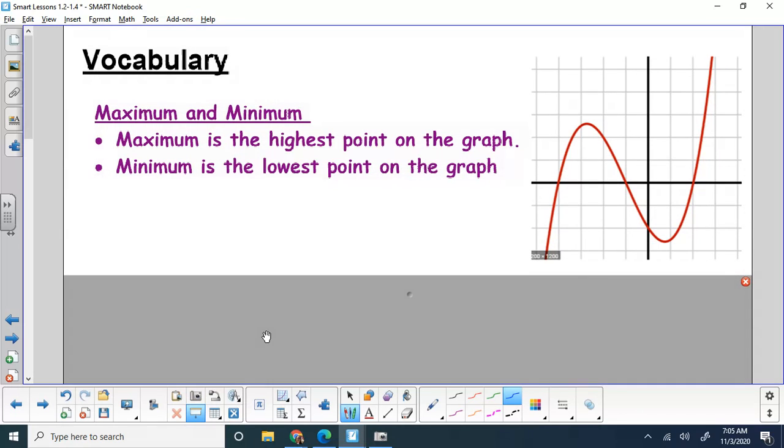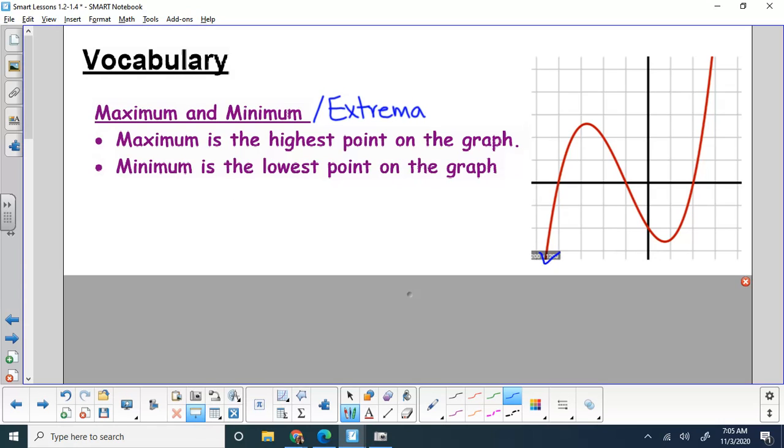So this vocabulary, if you see it on a slide or on homework, they might call it extrema. And so extrema is basically a way of saying, hey, what is the maximum? What is the minimum? Now, the book defines it as the maximum is the highest point on the graph and a minimum is the lowest point.